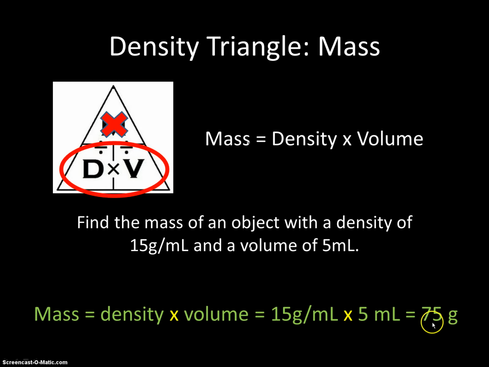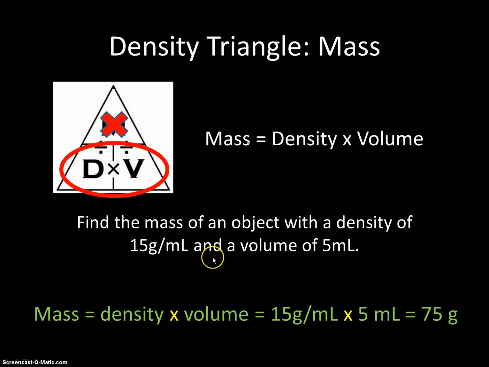So our answer comes out as 75 grams, and let's double check ourselves. 15 times 5 is 75. Our answer is in grams, and we were trying to solve for mass. Grams is a unit of mass, so we know that this should be a correct answer.